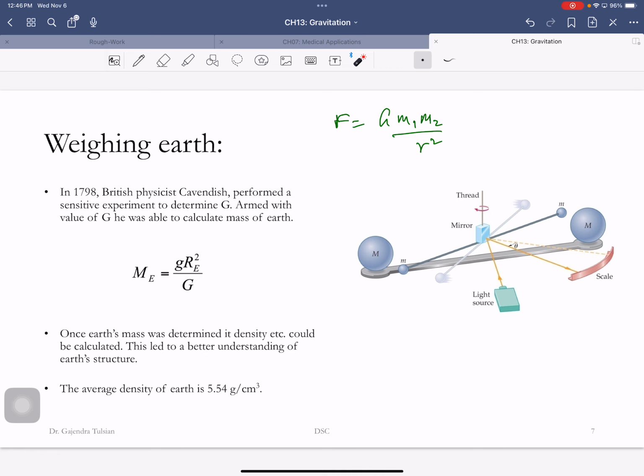So this was like a magnifier. All right, that's how you measure G. Once you measure G, what is the acceleration due to gravity? You guys have measured that?